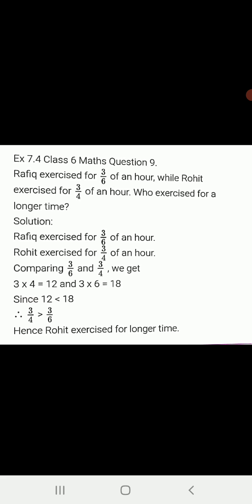So in the previous sums also, how do we compare? Using the cross multiplication method. So first we will write the fractions 3 by 6, 3 by 4. On cross multiplying, how will we do? 3 4s on one side, 3 6s on the other side. So 3 4s are 12, 3 6s are 18. Which is greater? 18 is greater. So we can say 12 is less than 18. Who is getting 12? It is Rafik. So Rafik is less than Rohit. So finally we can say Rohit exercised for a long time.